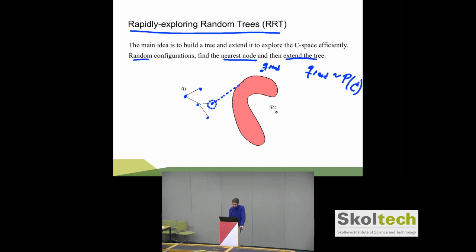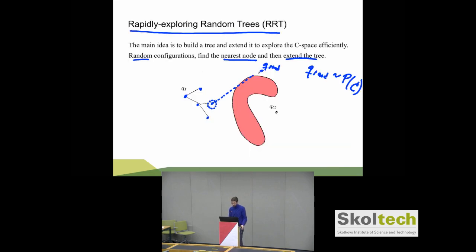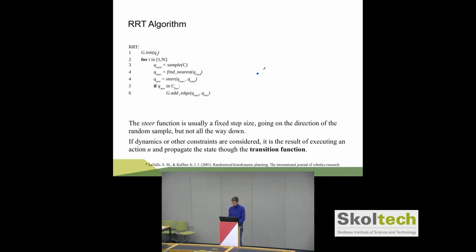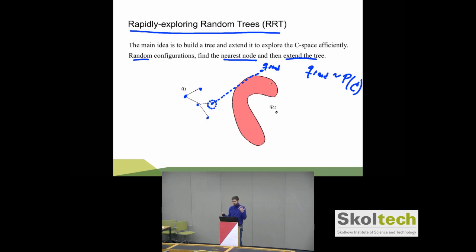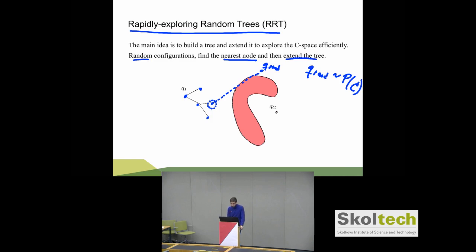So if you imagine, we cannot really connect this random configuration with the tree because they are very far away. There's going to be problems, right? For instance, here we have collisions. And it's not a good idea.